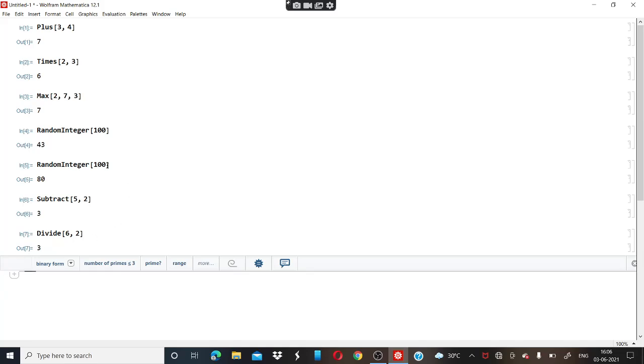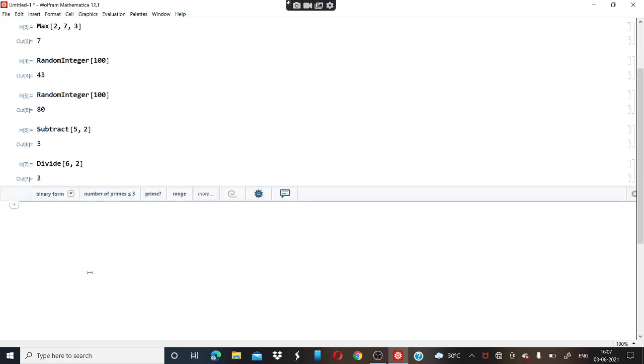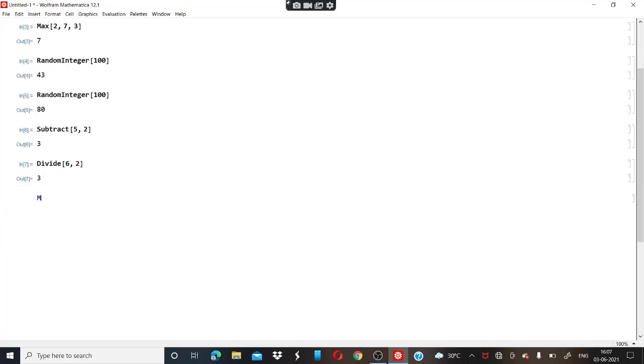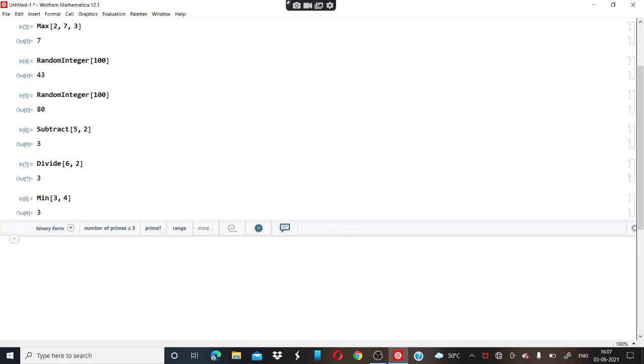Now as I have already told you for the maximum number, here you can also find the minimum among them. So you can write Min for minimum, and in brackets for example we take 3 and 4, and we write 3 and 4 here, then Shift and Enter and we will get the answer as 3.